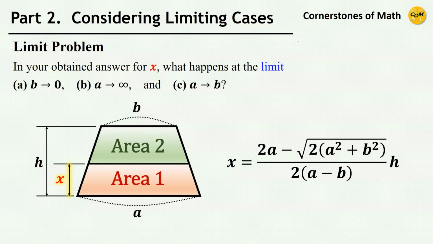Now, like I said, I am going to handle some limiting cases. Specifically, I will address the question, in your obtained answer for x, which is this, what happens at the limit, first when b approaches 0, second when a goes to infinity, and finally when a approaches b. So let's address these cases.